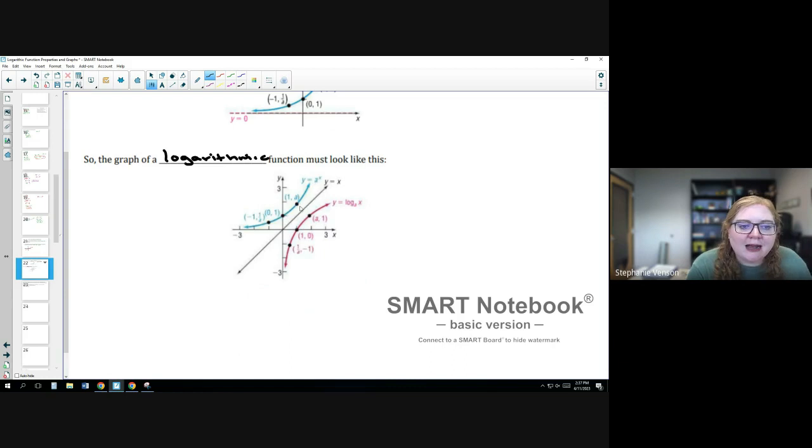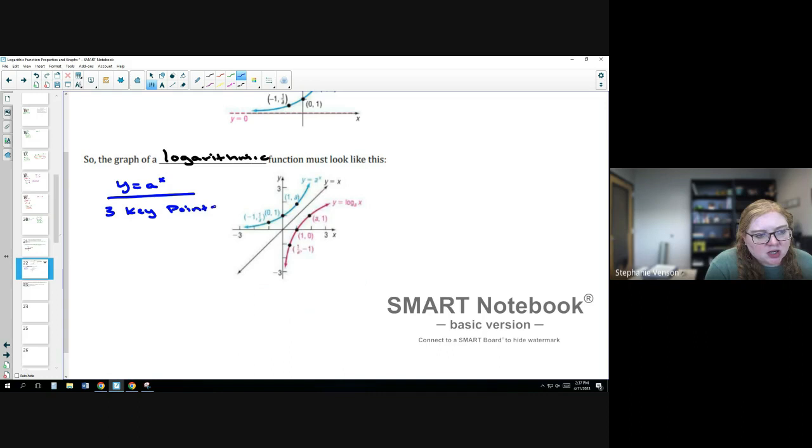So this blue graph is your exponential parent function, and this red graph is your logarithmic function. So let's talk about the blue one, y equals a to the x. First thing you need to know is that it has three key points. Definitely make sure you write this with me because this is vital. The three key points are (-1, 1/a), (0, 1), and (1, a). Those are the three key points of every exponential.